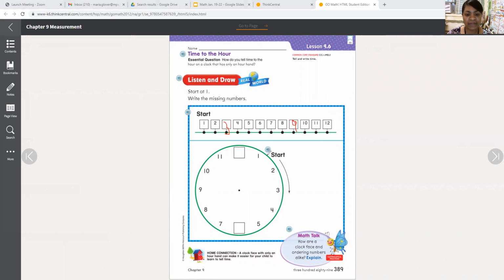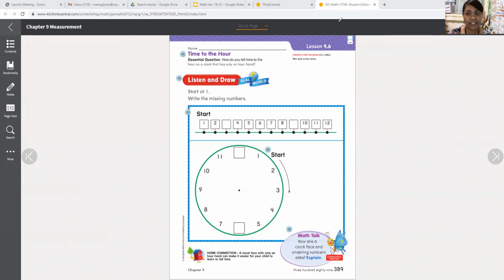Now, we have this figure here. It's a green circle, and we're told to start here. So let's start with 1. 1, 2, 3, 4, 5, 6, 7, 8, 9, 10, 11. And what comes after 11? 12. Okay.